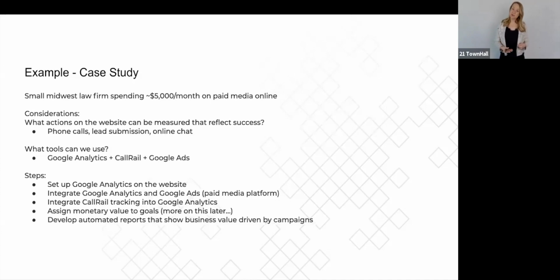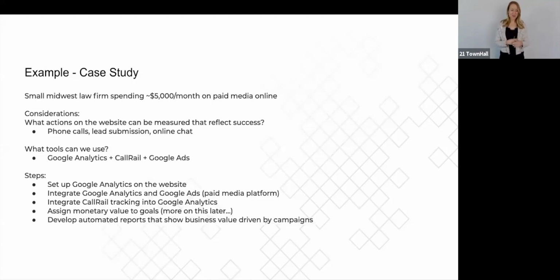Well, if they're trying to get people to actually raise their hand and say, I'm interested in talking to you, it could be something like phone calls, lead submissions, or online chats. Those are 3 very trackable, easy things to add online. So what tools can we use? 3 basic ones that you already have exposure to would be Google Analytics, CallRail, and then Google Ads. And the 3 of those sync really beautifully.